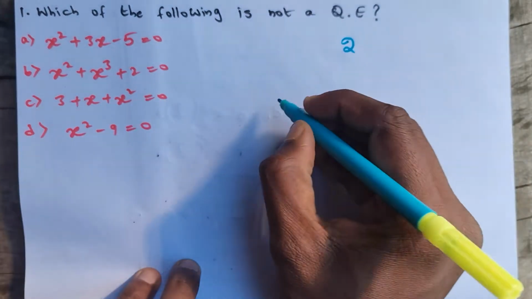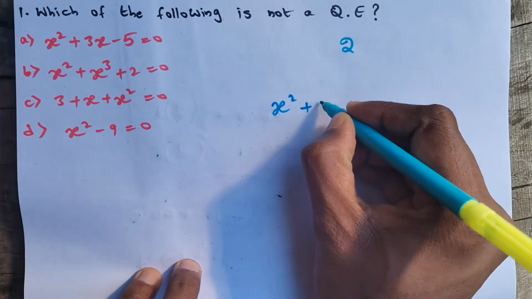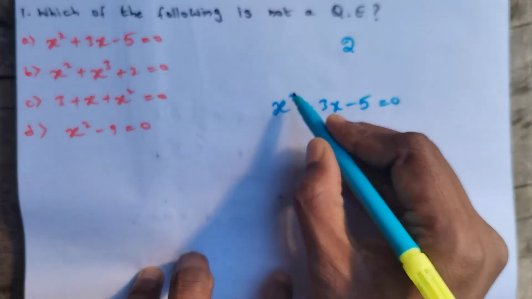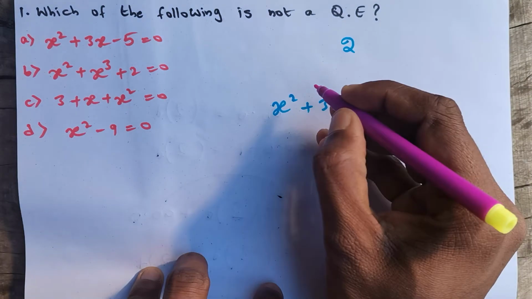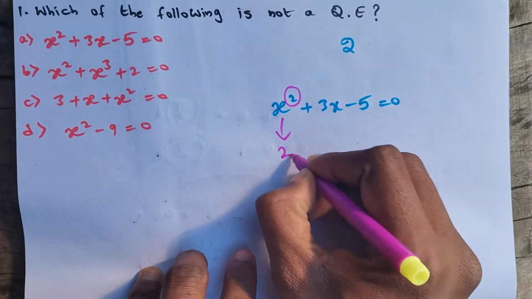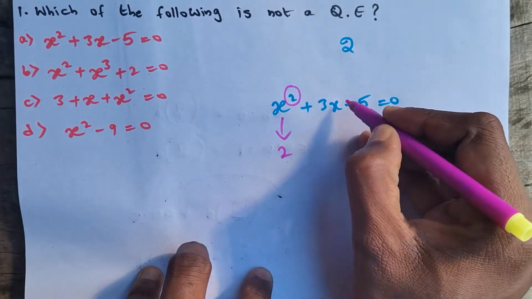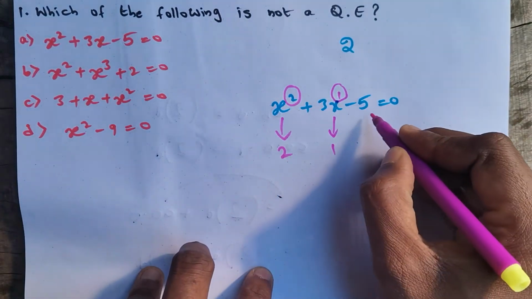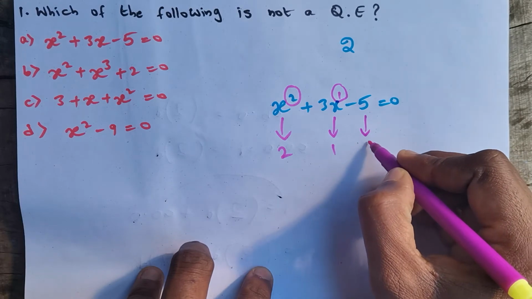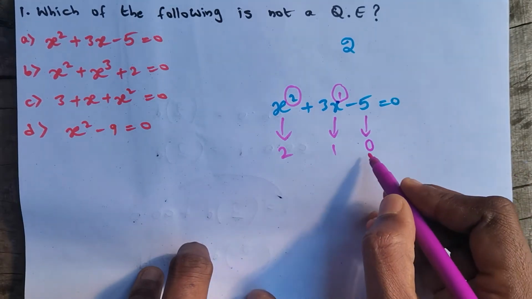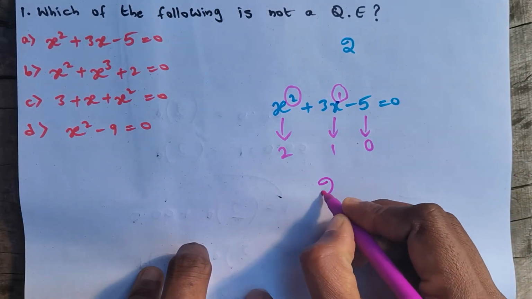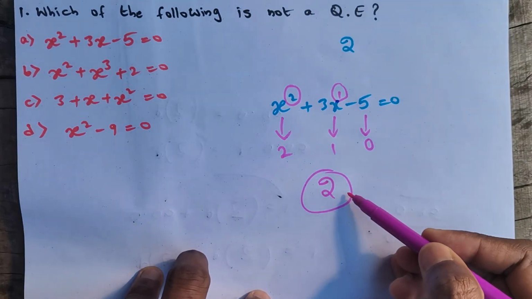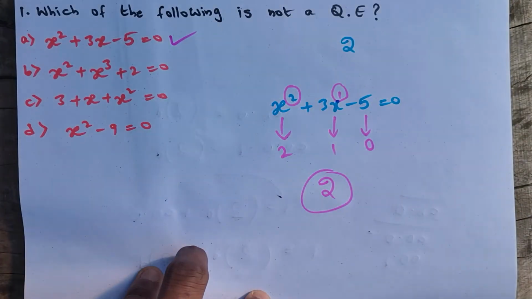Here option A, if we take x square plus 3x minus 5 equals 0. For the first term, power is 2, so 2 is the degree. Here x, nothing is there, so power 1, so 1 is the degree. Here constant, always the degree is 0. Now out of these 3, the biggest is 2, so the degree of the total equation is 2. So definitely it is a quadratic equation.